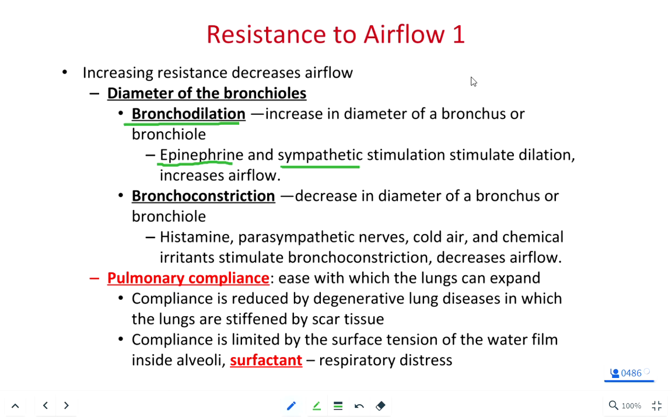Bronchoconstriction is going to make it more difficult to move air in and out of the lungs. This is going to be associated with the opposite of the sympathetic: the parasympathetic nervous system, and histamine, which is associated with allergic responses. Cold air can also cause bronchoconstriction. If we have too much cold air entering our lungs too rapidly, it can actually cause frostbite to occur within the alveoli. Not a pleasant experience.